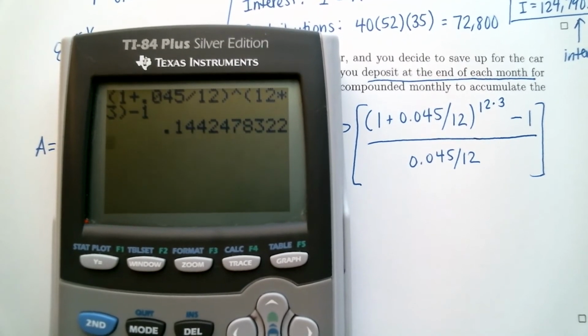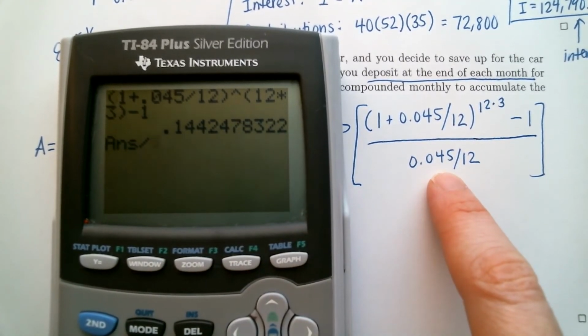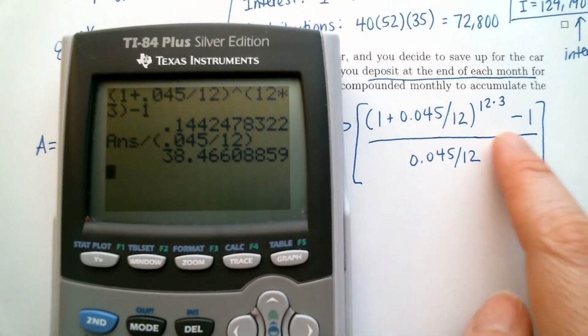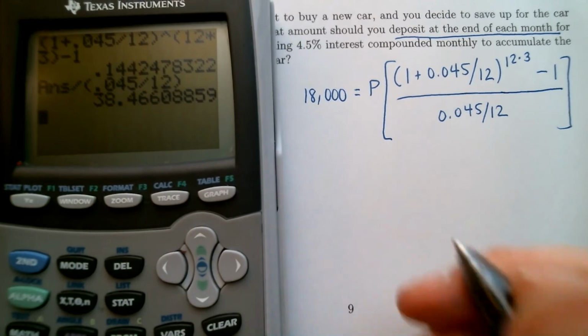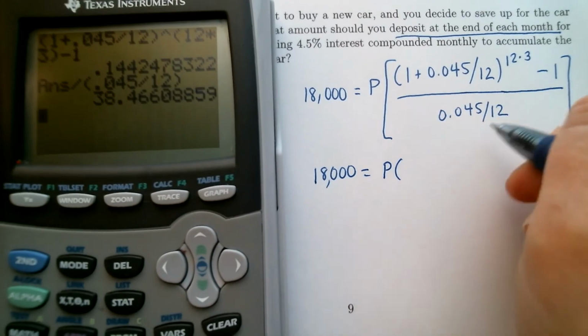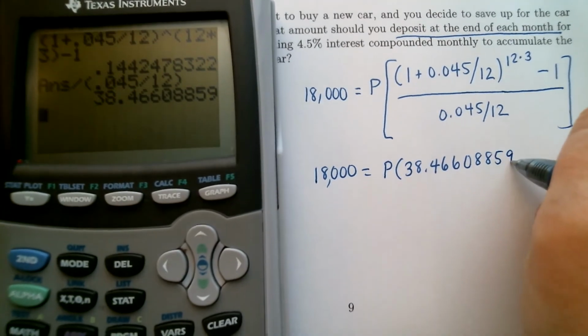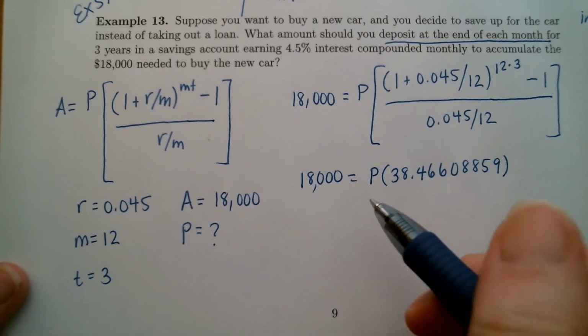This will give you the numerator. Hit the division key, and now you can enter the R over M. Make sure you put R over M in parentheses if you have an older calculator, or it won't come out right. Hit enter. This is going to give you the huge blob inside the brackets, which is what P is being multiplied by. So I'll write this out. 18,000 is equal to P times the big blob, which is 38.46608859.